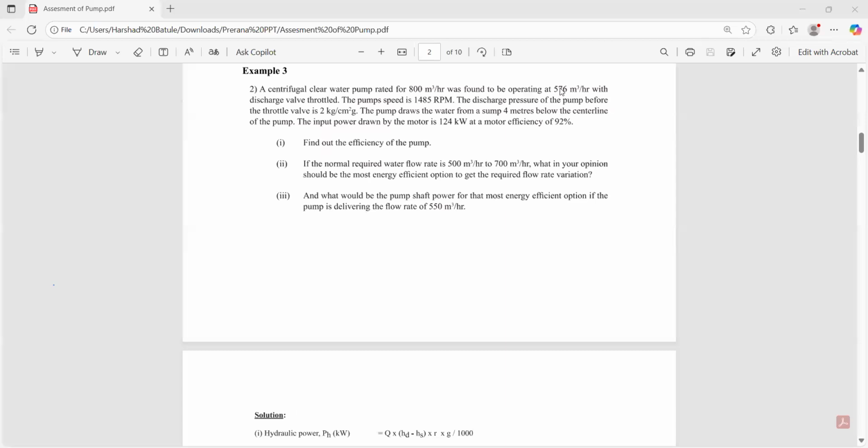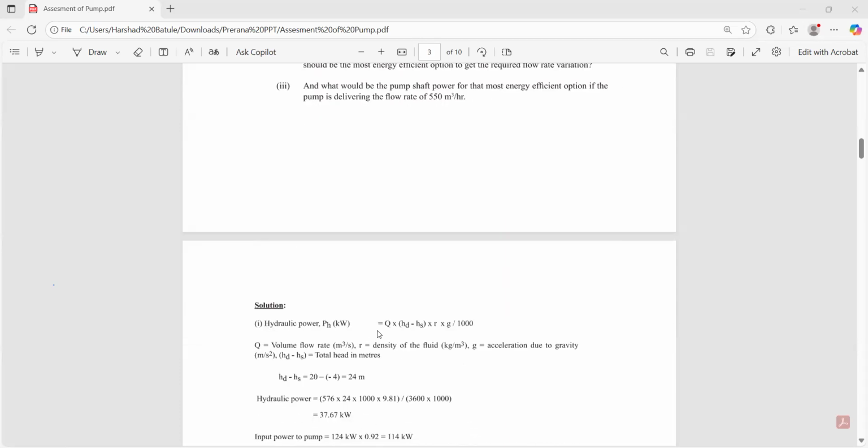So your input data is 576 m3 per hour, given as flow rate. Discharge pressure they have given 2 kg per cm square gauge, which means 20 meter head. And your suction head is 4 meter below the center line, meaning minus 4. And input power is given as 124 kilowatt and motor efficiency is 92%.